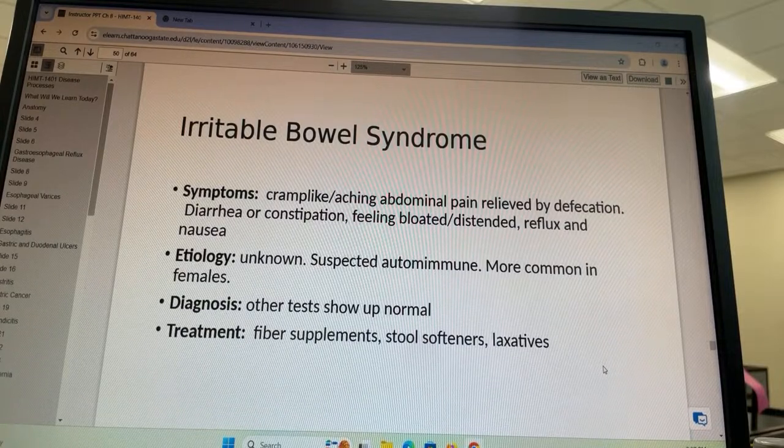It's kind of self-explanatory in the name. Your bowels are just irritated. So you can have cramping, aching, just generic abdominal pain, but you feel better after defecating. It kind of makes you get rid of that bloating and uncomfortable feeling. People typically either have irritable bowel syndrome constipation or irritable bowel syndrome diarrhea. Typically one or the other. Sometimes people go back and forth, but you might have seen commercials for IBS-D or IBS-C, irritable bowel syndrome constipation or irritable bowel syndrome diarrhea.